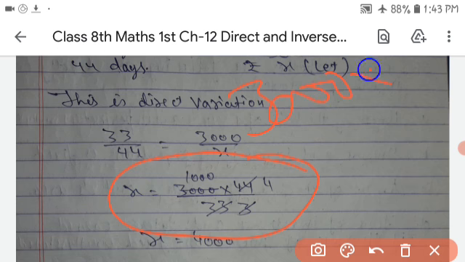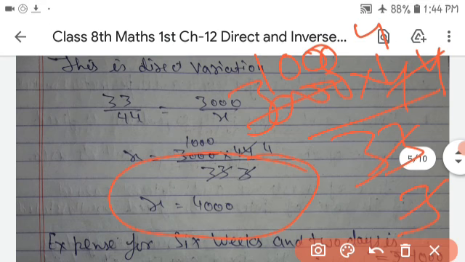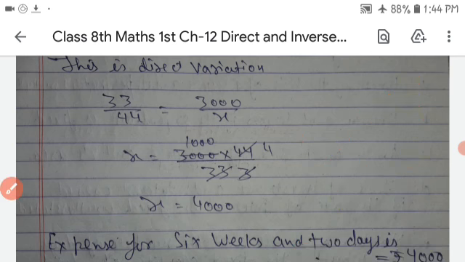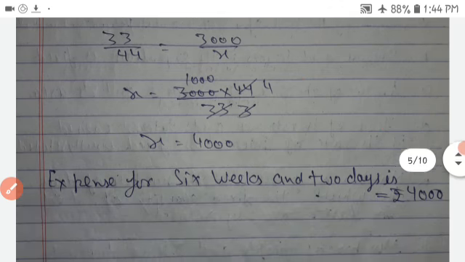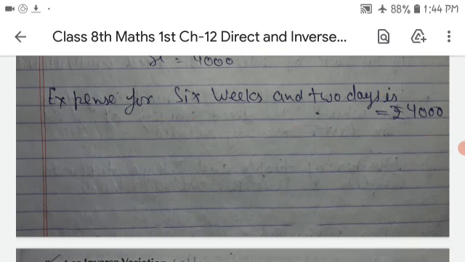3000 into 44 upon 33. Now the table of 11: 11 3s are 33 and 11 4s are 44. Again cancel out the 1000. 1000 into 4 is equal to 4000. Here 1000 multiplied by 4 is equal to 4000. So the answer is: expenses for 6 weeks and 2 days is rupees 4000.